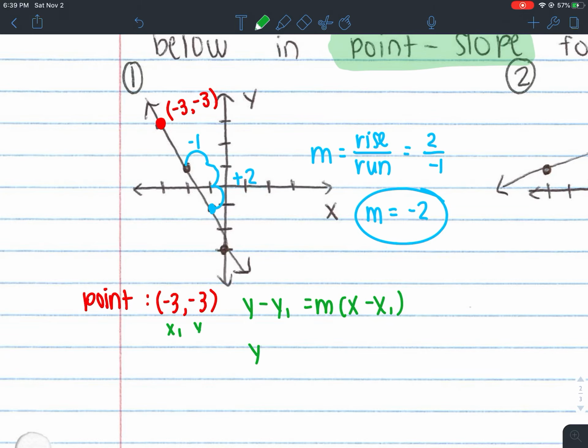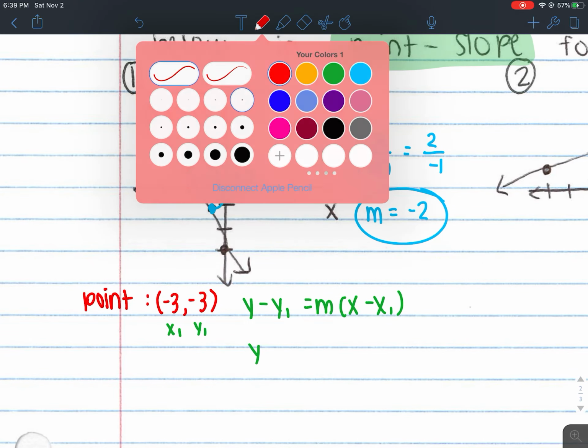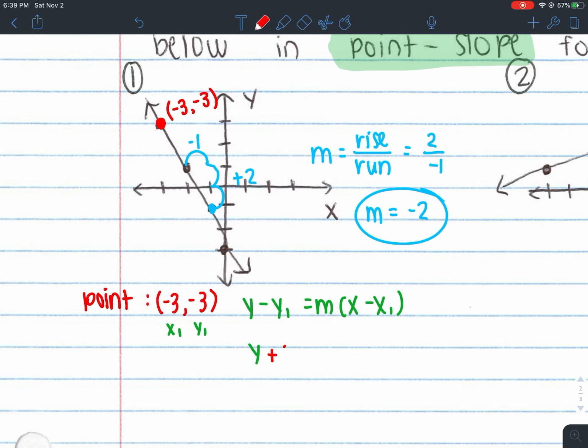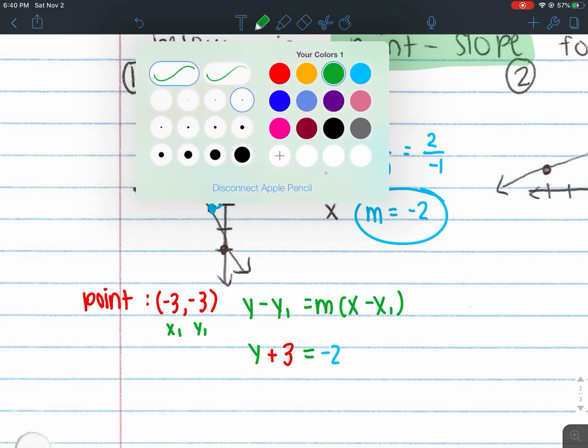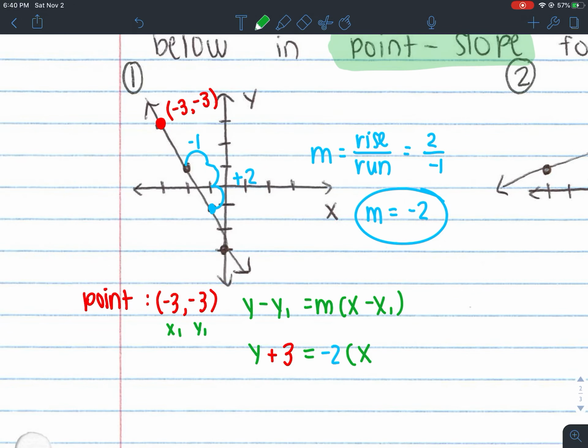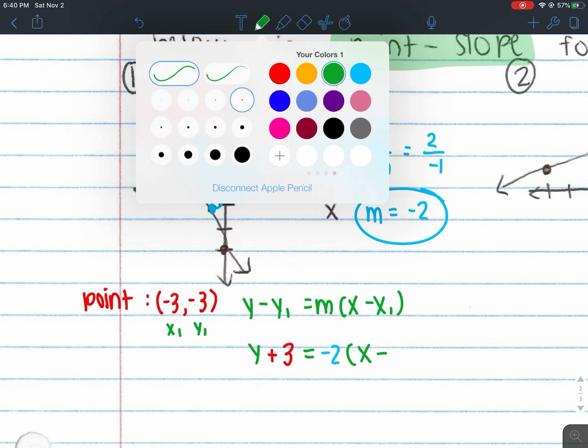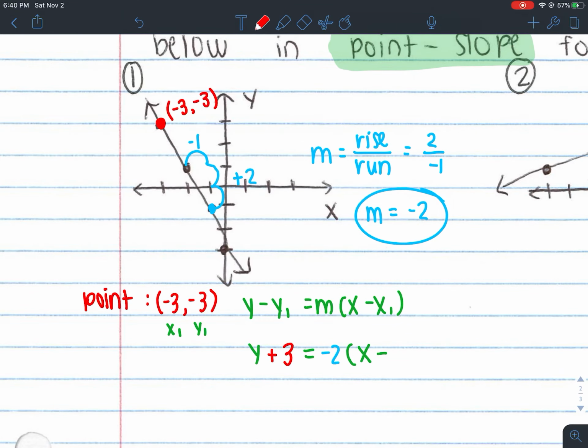So we have y, and then we're going to label our x1, y1 here. Our y1 is negative 3, so that would be a plus 3 when I plug it in, equals our m, which is negative 2, times x, and then my x1, which is negative 3, so that's going to be a positive 3 on the inside as well. There we go.